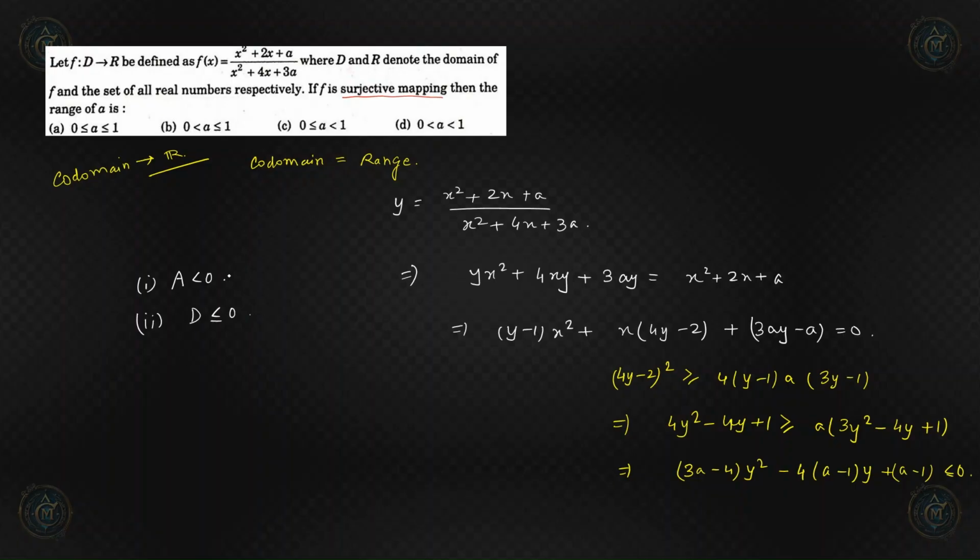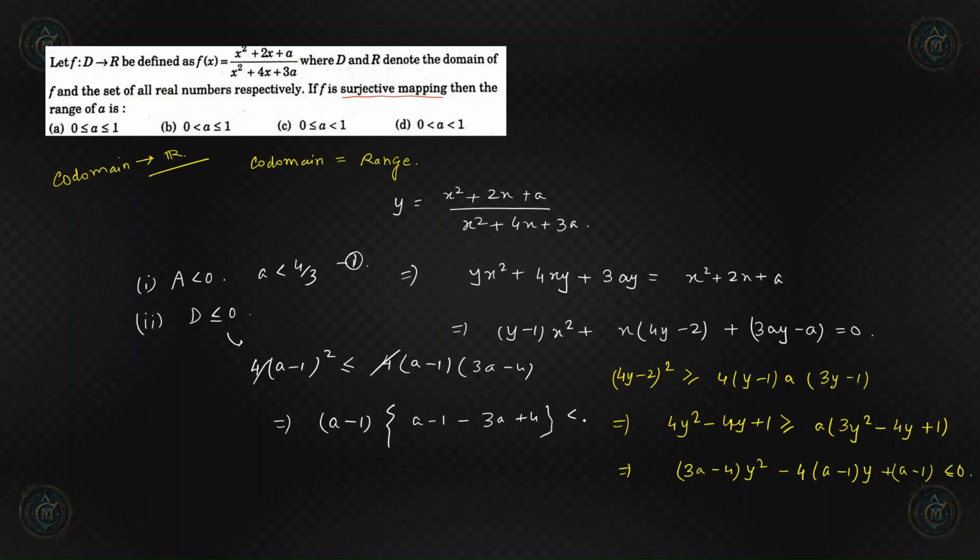So we get from the first condition, a should be less than 4 by 3, right? This is our inequality number 1. And this, if we solve, D less than or equal to 0 means 4 times (a minus 1) whole square should be less than or equal to 4 times (a minus 1) times (3a minus 4), right? So we can solve this. It becomes (a minus 1), then (a minus 1 minus 3a plus 4). This is negative or equal to 0.